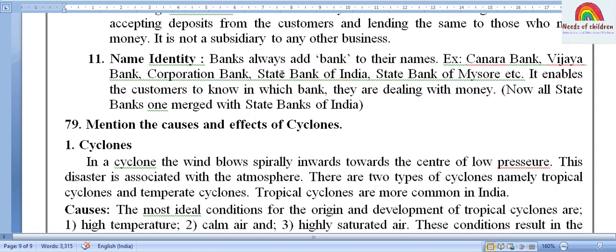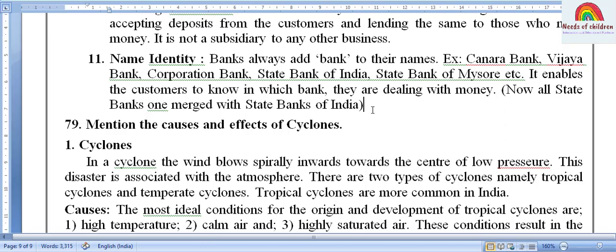Name identity. Banks always add 'Bank' to their names, for example Canara Bank, Vijaya Bank, Corporation Bank, State Bank of India, State Bank of Mysore, etc. It enables the customers to know in which bank they are dealing with money. So these are the points for the answer.